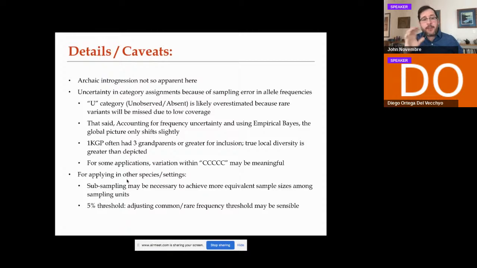And then finally, that 5% threshold is one that we use because it's a typical threshold used in human population genetics. It works nicely in natural human genetics, but in other settings, other thresholds may be sensible.